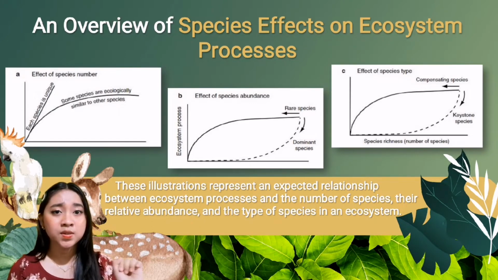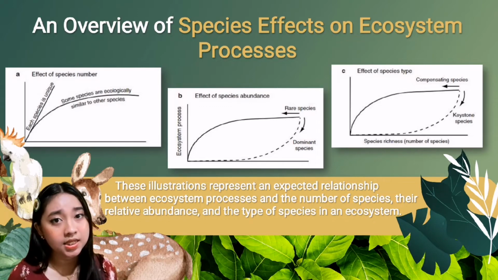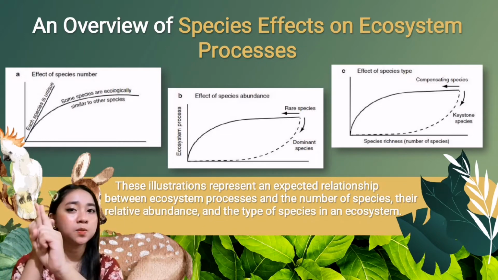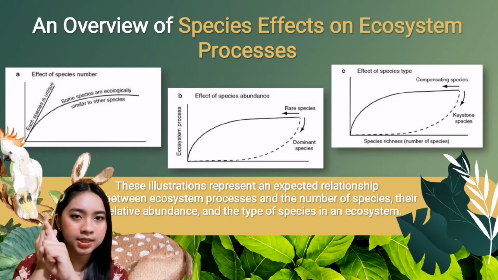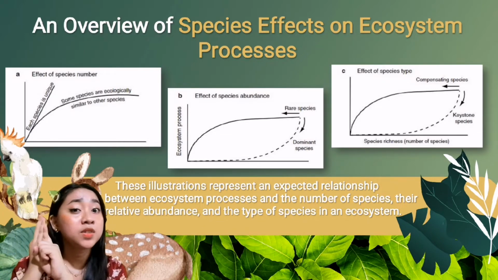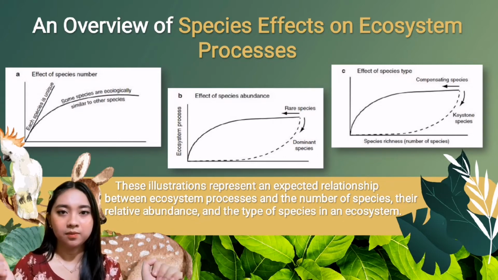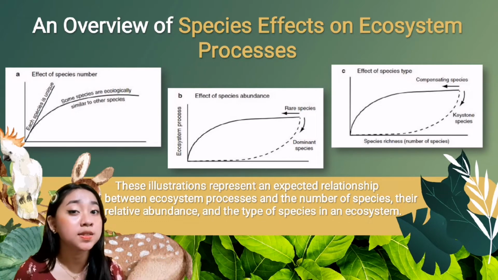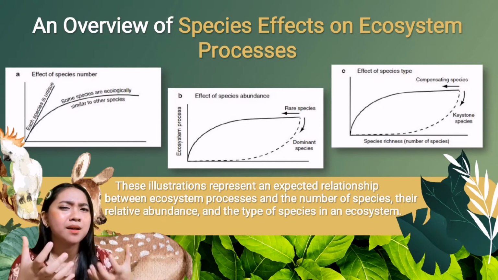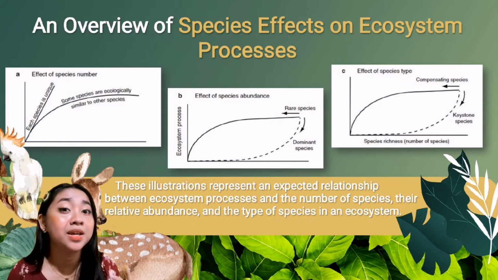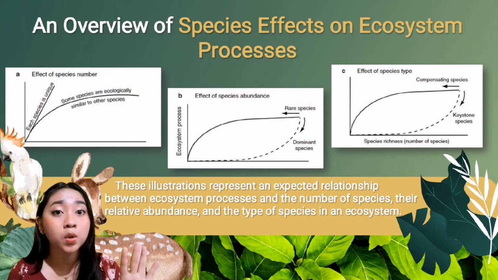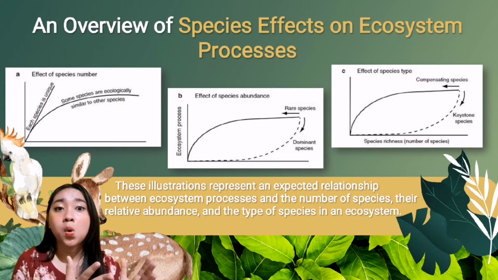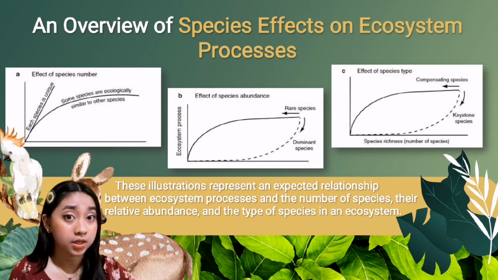These illustrations represent an expected relationship between ecosystem processes and the number of species, their relative abundance, and the type of species in an ecosystem. In Figure A, we have the effect of species number. That means some processes or stocks may increase as shown with increasing species number. Others may show an exponential decrease.